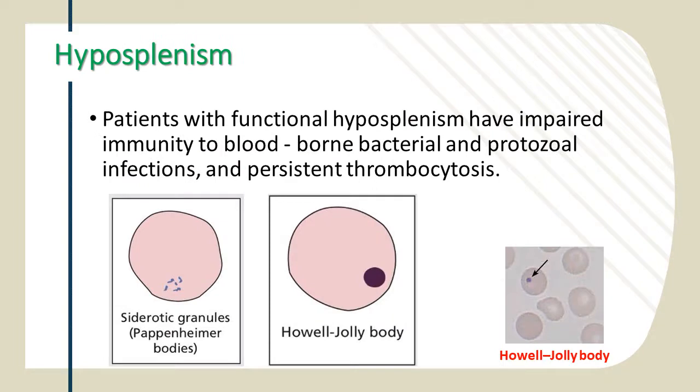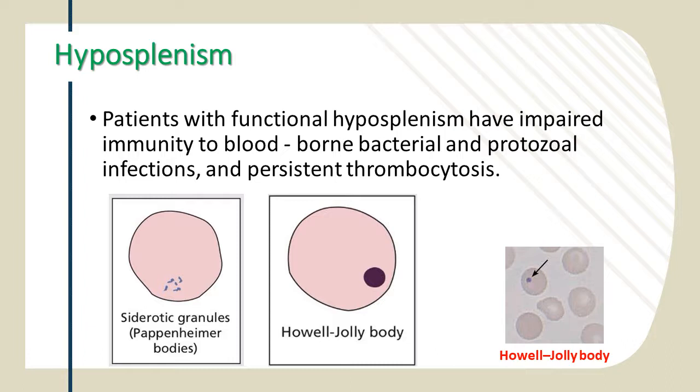The next subject is hyposplenism. Patients with functional hyposplenism have impaired immunity to blood-borne bacterial and protozoal infections and persistent thrombocytosis. Functional hyposplenism is revealed by the blood film findings of Howell-Jolly bodies, as seen in the right pictures, or Pappenheimer bodies as siderotic granules on iron staining.